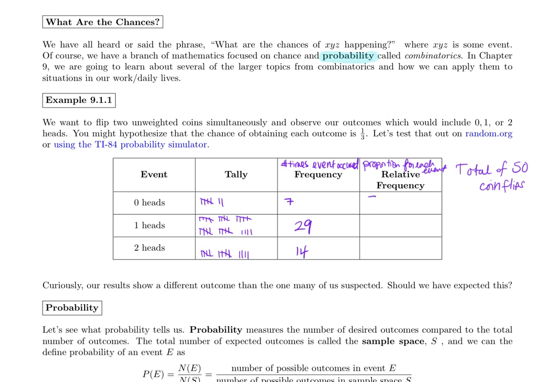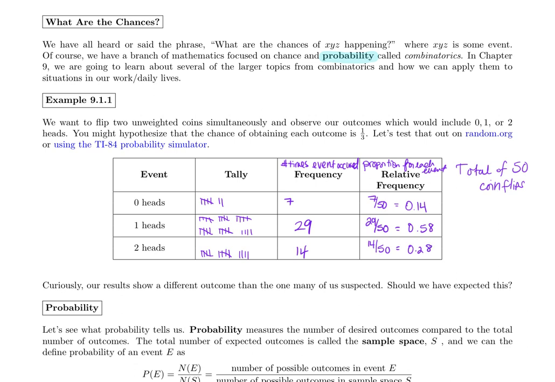For 0 heads, we would have 7 out of 50. For 1 head, we'd have 29 out of 50. And for 2 heads, we'd have 14 out of 50. If we look at each of these as a proportion, a decimal between 0 and 1, we get 0.14, or 14% of the time, for 0 heads. For 1 head, we got 58% of the time, or 0.58. The last one is what proportion of the outcomes was 2 heads. Well, that was 14 out of 50, which is 0.28, or 28%.